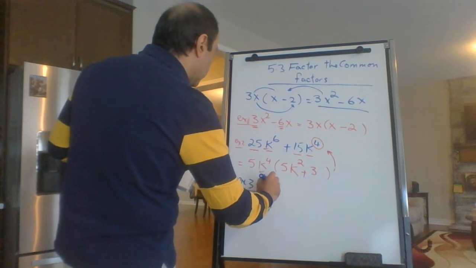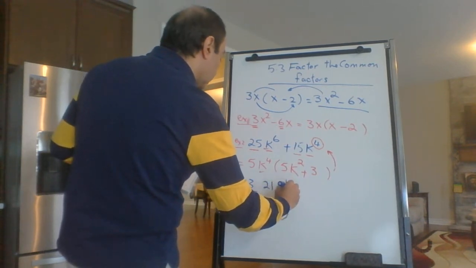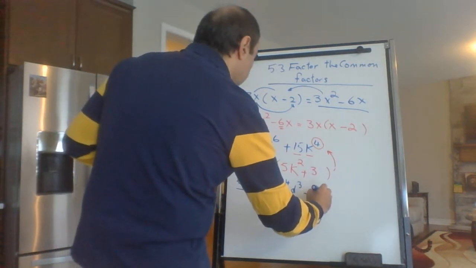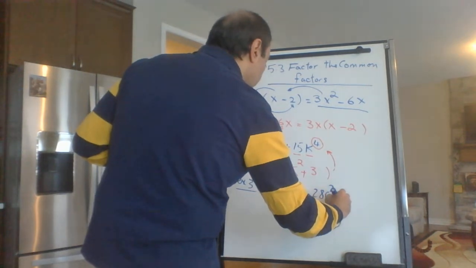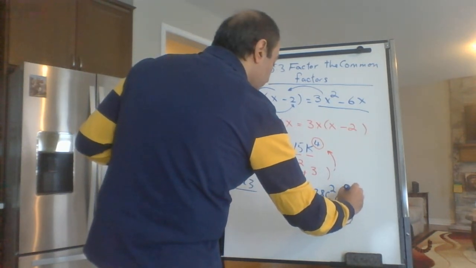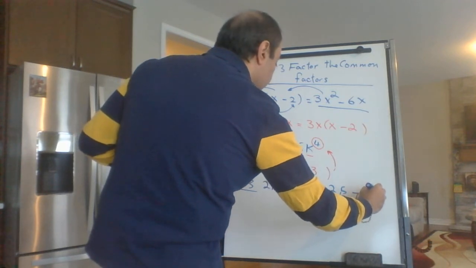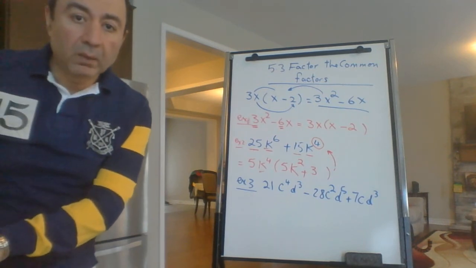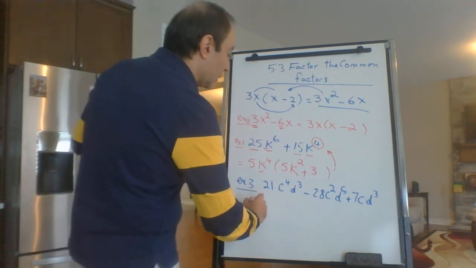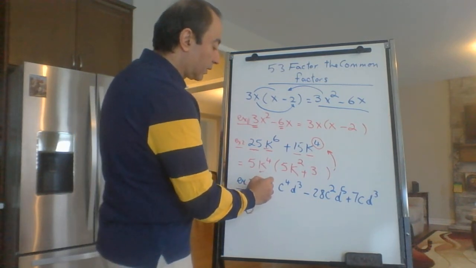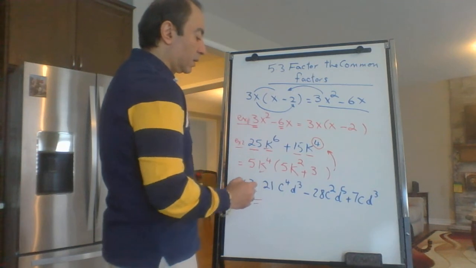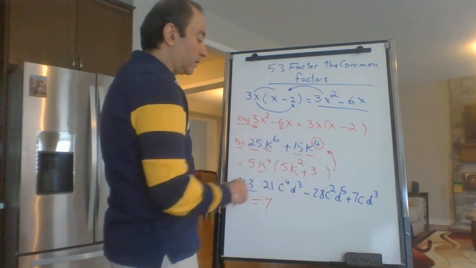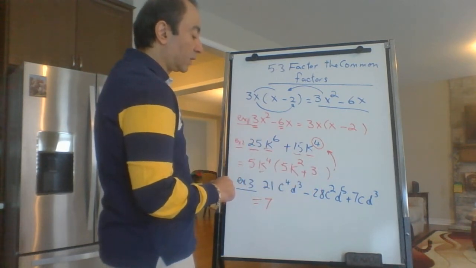We have 21c to the power of 4 d to the power of 3 minus 28c squared d to the power of 5 plus 7c d cubed. So I will do the same thing. I will look for the highest number that can divide 21, 28, and 7. I think 7 is the highest number that can divide. Everything can be divided by 7, and this is the highest number that can divide all of them.